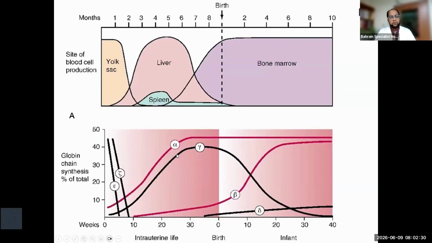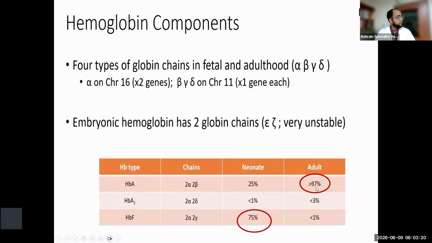So the fetal hemoglobin comprises of 2 alpha and 2 gamma, and during the neonatal life, we can see the gamma chain will be diminishing, and this will be taken over by the beta globin synthesis, which is carried out in the bone marrow. And the adult hemoglobin comprises of 2 alpha and 2 beta chains. And gamma proportion is very less, which will be around less than 1%. And delta chain will be around 2 to 3%. And so in adult hemoglobin, we will have 2 alpha 2 beta chain and 2 alpha 2 delta chain, which is HbA2. So HbA is 97%, HbA2 is 2 to 3%, and the HbF is less than 1%. So this is the ratio how we have in adult.